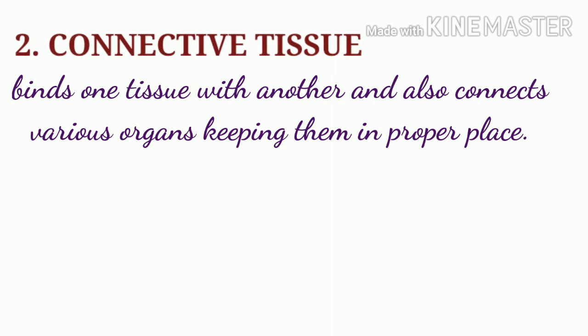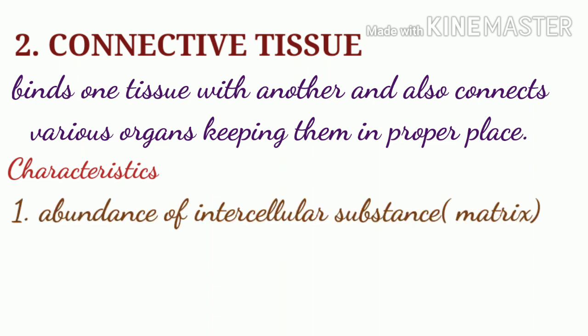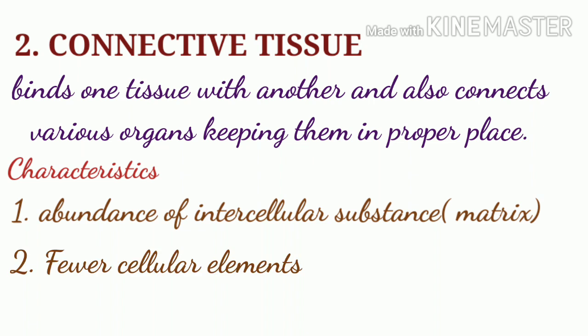The second type of animal tissue is the connective tissue. The connective tissue binds one tissue with another and also connects various organs, keeping them in proper place. It has 3 characteristics. They are abundance of intercellular substances, that is the matrix, few cellular elements, and fibers.